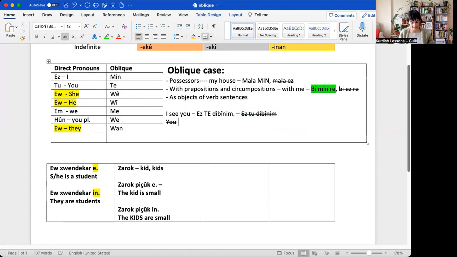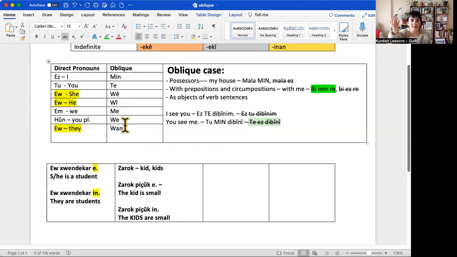Or "you see me" will be to min de bini. We never say to as de bini. No, to min de bini, because here me is the object and it should be in oblique. Okay? To min de bini. So we learned that here we use oblique forms with possessors, with prepositions, and with objects, right? So when it is a pronoun, it's easy, right? You just change as to min, te, au, we, me, wa.